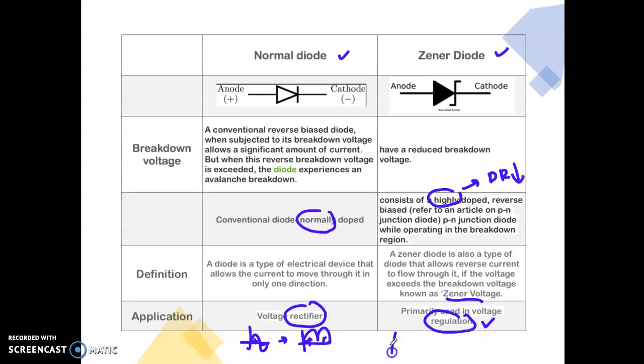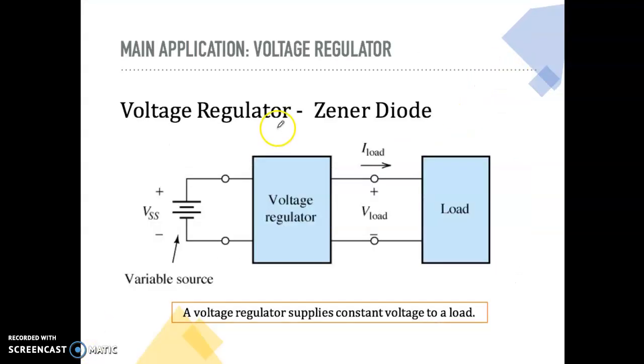For voltage regulation, let's say we have this graph here. If we change from the semicircle here to a straight line, how are we going to do this? By using a Zener diode. One of the main applications of the Zener diode is what we call the voltage regulator. For this one, we are going to discuss in the next topic, so I will just introduce it here.